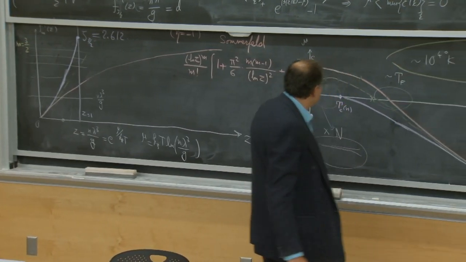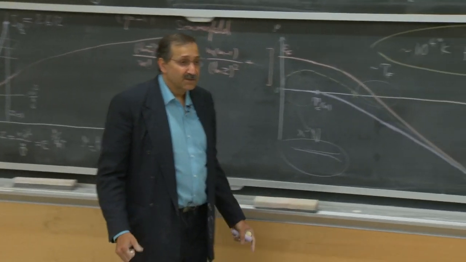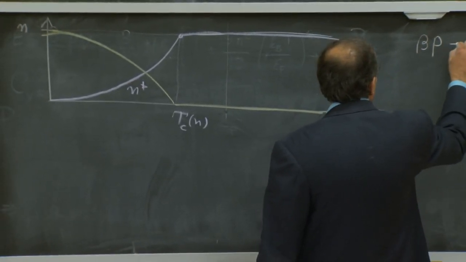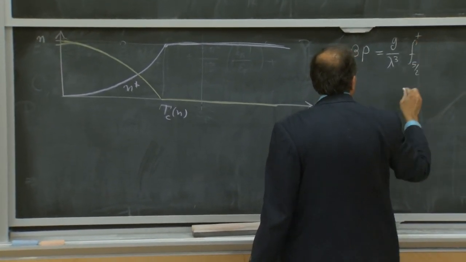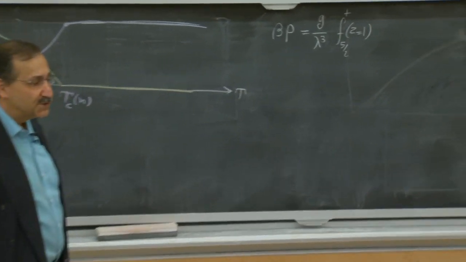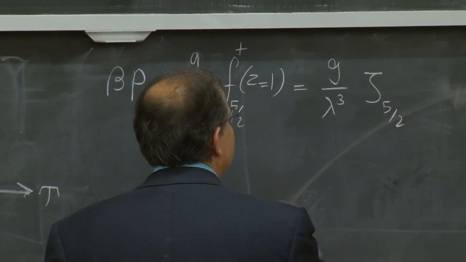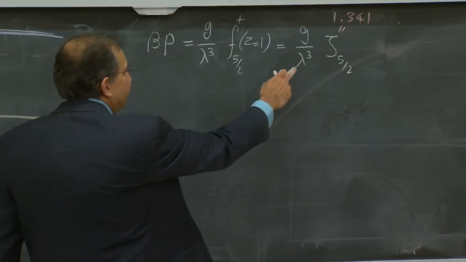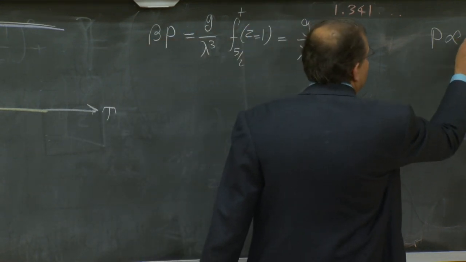But again, for the purposes of thermodynamics, pressure, everything comes from the particles that are moving around. The particles in the ground state are frozen out. They don't do anything. So the pressure is very simple. Beta P is g over lambda cubed f 5/2 of z equals 1, which is some number. It is g over lambda cubed times the zeta function at 5/2, which has some value that you can read up in tables, 1.34 or something like that. You can see that lambda cubed is inversely proportional to T to the 3/2, so pressure is proportional to T to the 5/2.